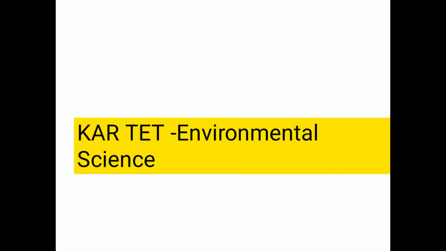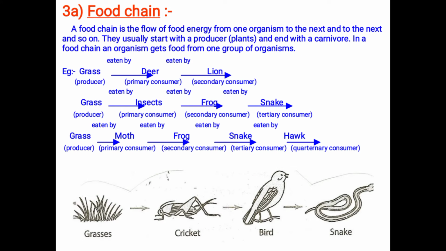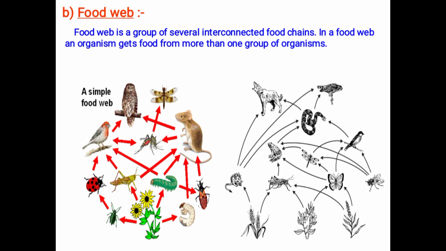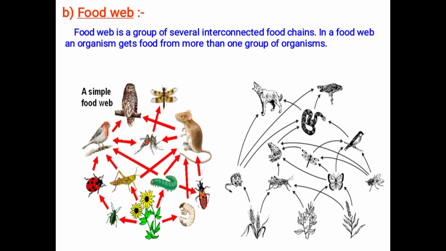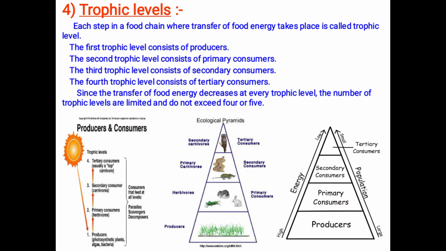So today we are going to continue with the environmental science concept, as it is an important topic for paper 1. Yesterday, in the last session, we discussed, I think, until the food web. So today we are going to discuss from the trophic level.